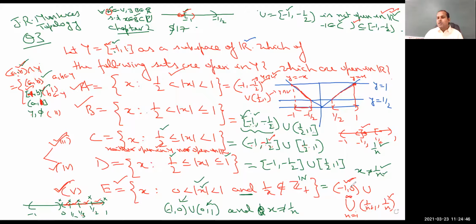Why? Because the basis member for standard topology on R is the collection of all those intervals of the type open interval AB. And each of them is of the type open interval AB. You can see that. And we know that every basis member is always an open set, and arbitrary union of open sets is open. So this is the reason that this set E is open in Y, I mean the subspace topology on Y, as well as the standard topology on R. Hope this is clear to everyone.